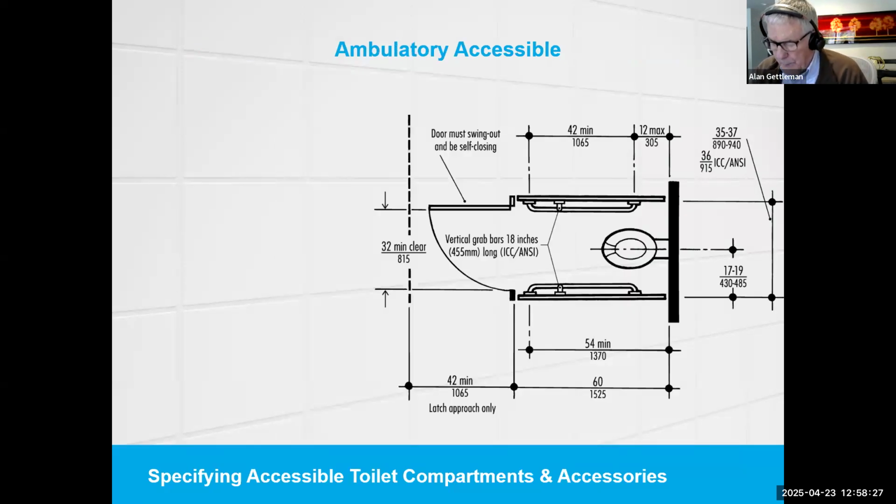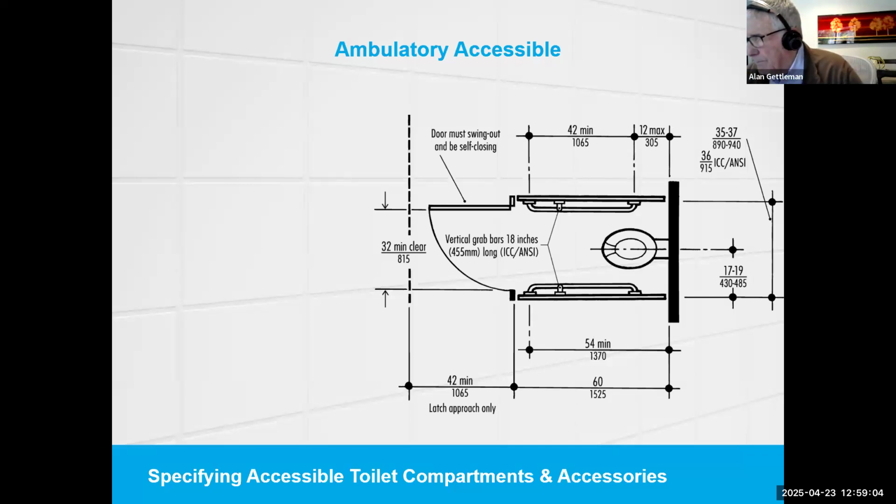The ambulatory accessible compartment has a depth of 60 inches minimum. The ADA standards allow a range of 35 to 37 inches maximum width. The ICC standards have the same 35 to 37 inch standards, and that applies to both existing and new buildings. The self-closing door must not swing into the minimum interior space requirements. The door pull hardware must be installed on both sides of the door near the latch.